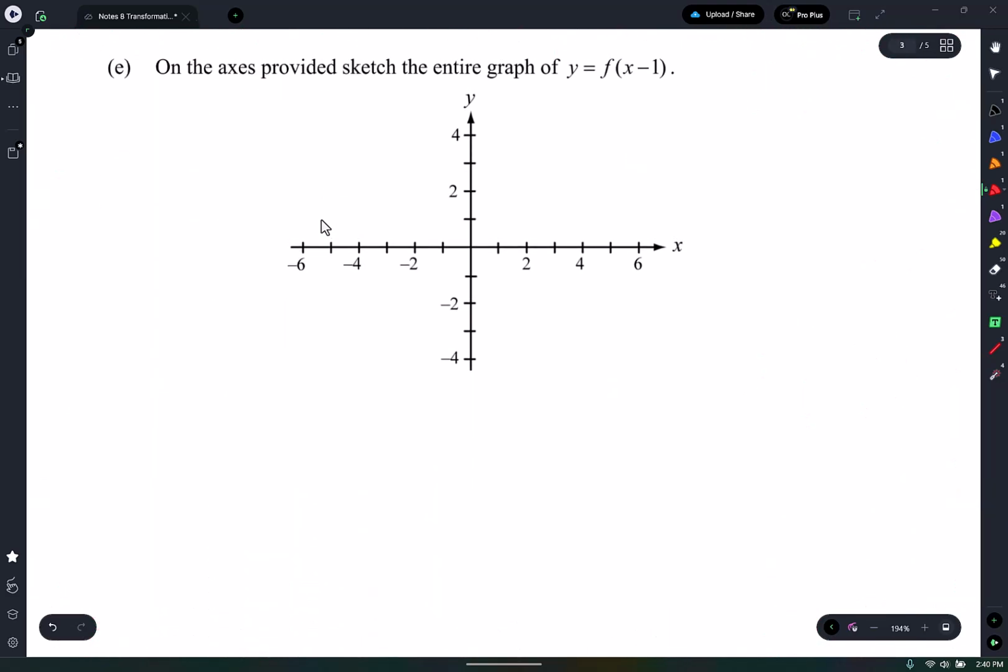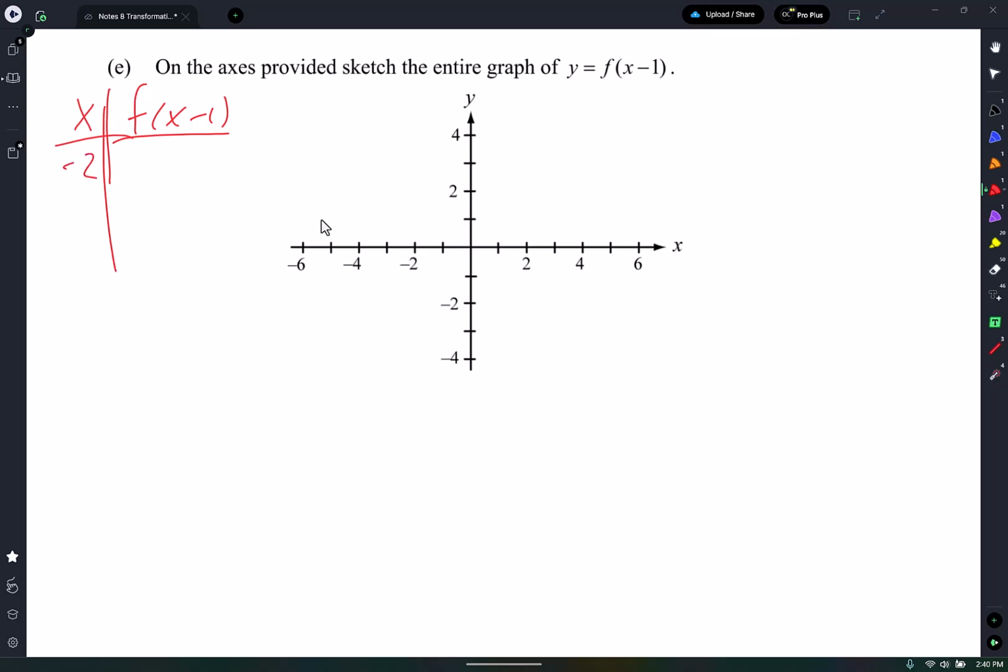All right, here we go. This one here is f of x minus 1. So I'm going to start this one at negative 2. F of x minus 1. Negative 2, negative 1, 0, 1, 2, 3, 4.